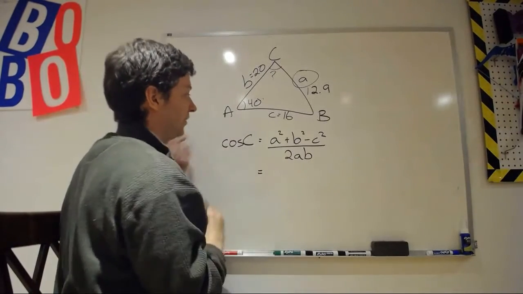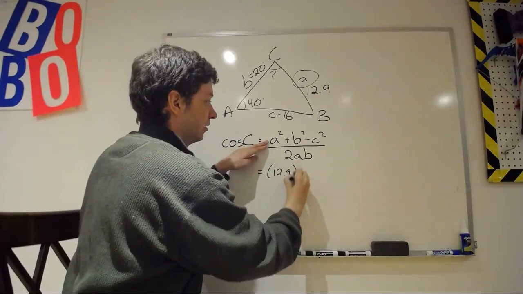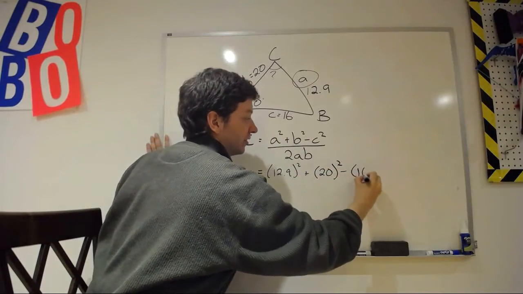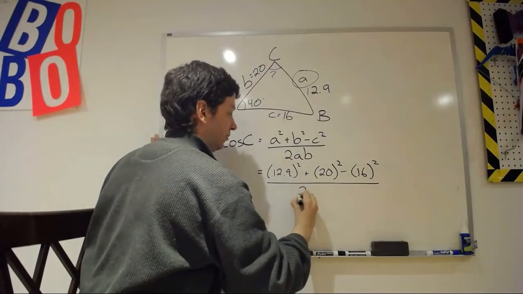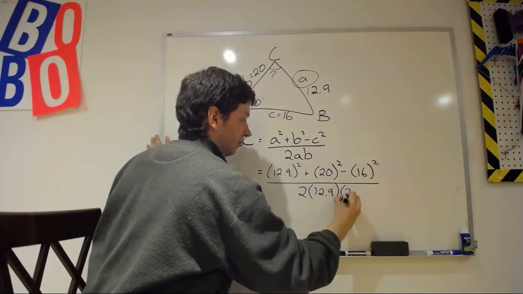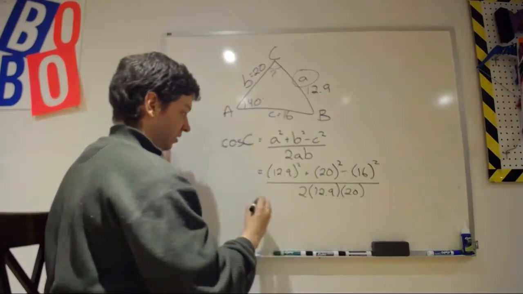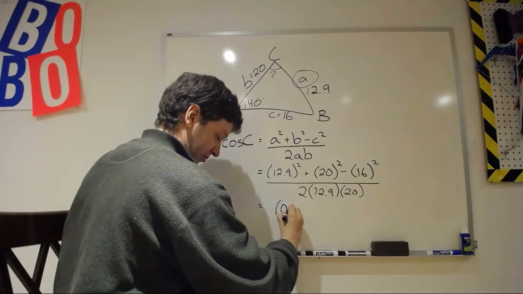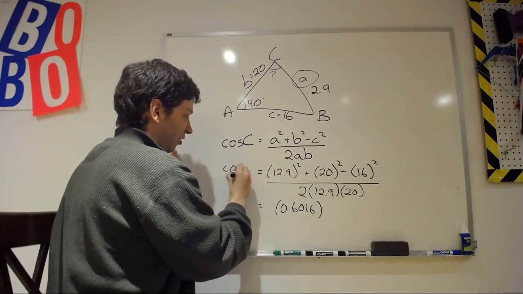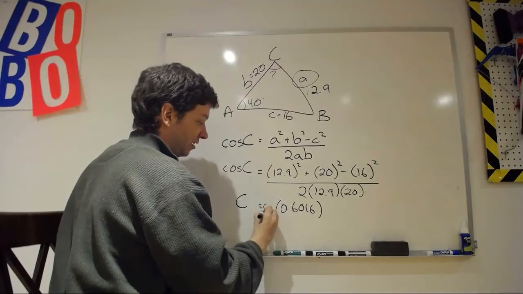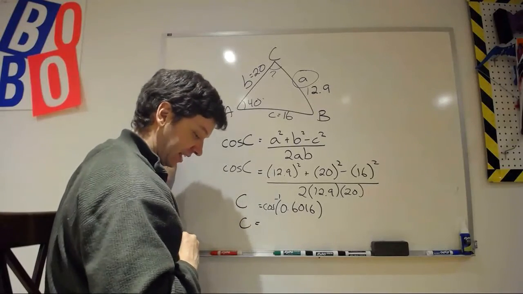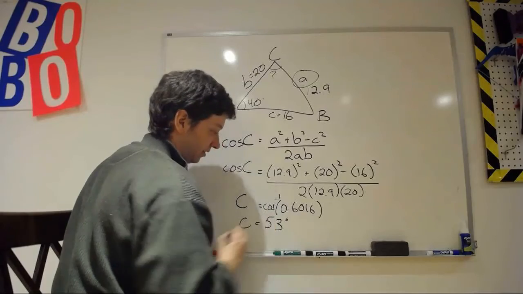Okay, so let's just plug in what we know. This is 12.9 squared plus b squared, which is 20, minus c squared, which is 16, all over 2 times a, which is 12.9, times b, which is 20. If you do that, you'll get 0.6016 and so on. But this is solving for the cos of the angle C, not C. So to solve for C, we're going to take the inverse cosine. Plug that into our calculator, and we'll get the angle to be 53 degrees.